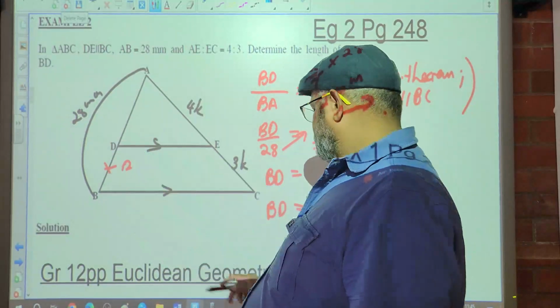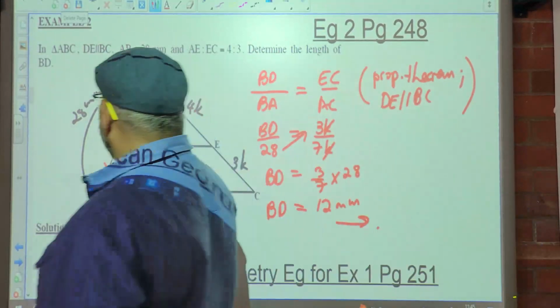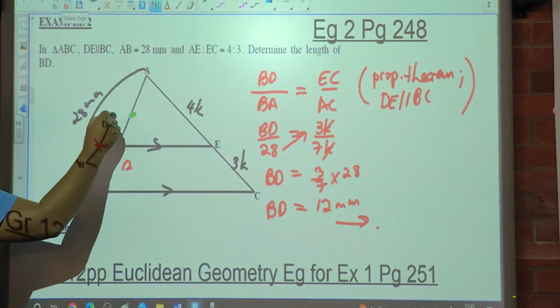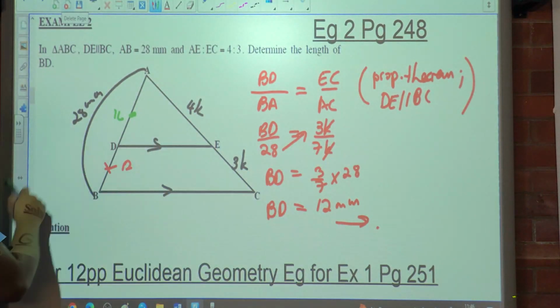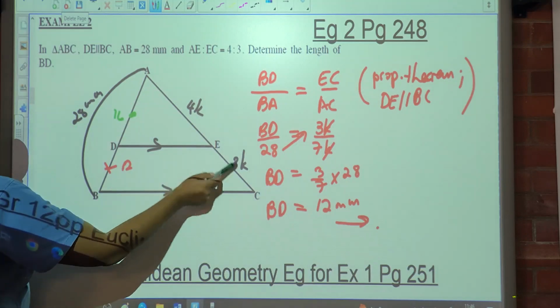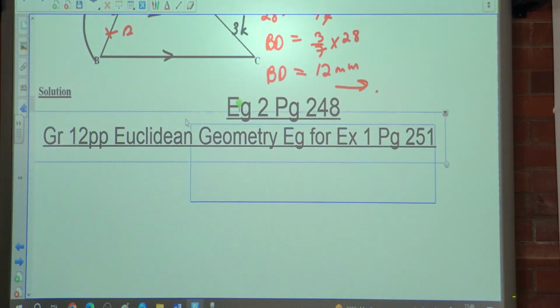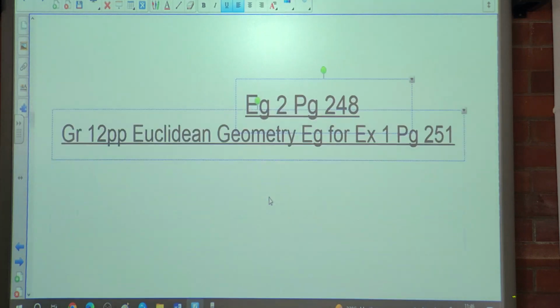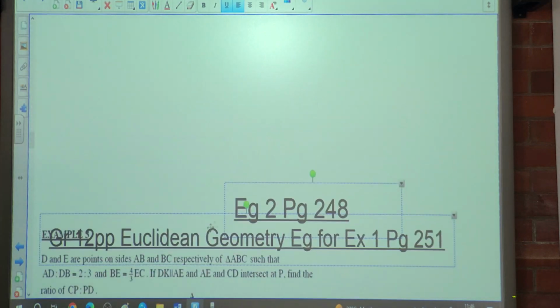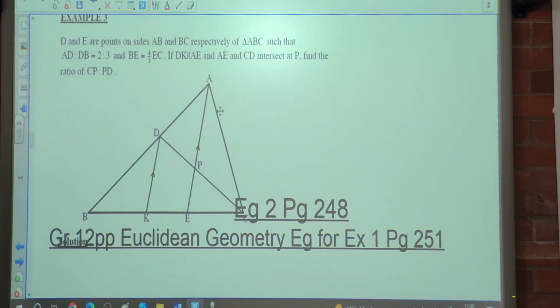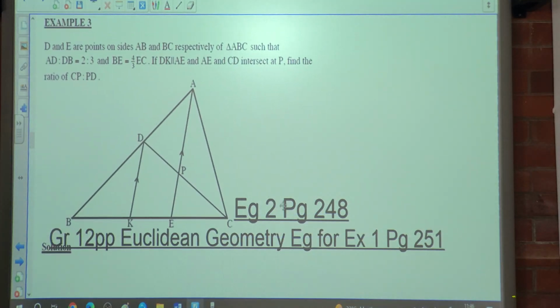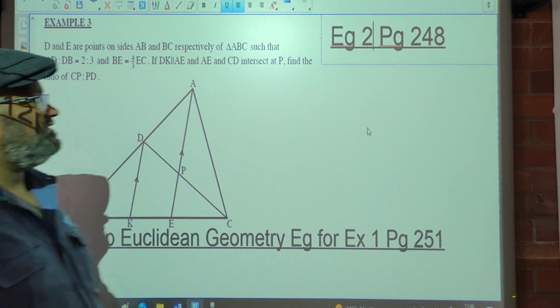So if that is 12, then what will this have been? 16, not so? What's 12 over 16? 3 over 4. Did you see that? Alright. Is there any confusion this far? Let's carry on with our lives. Example 3 is on page 249.